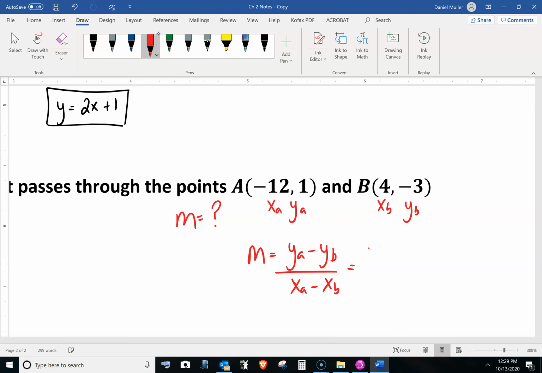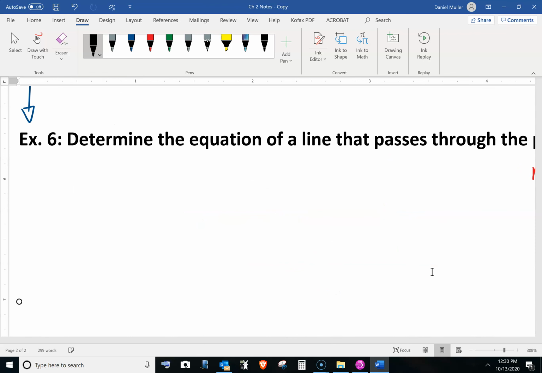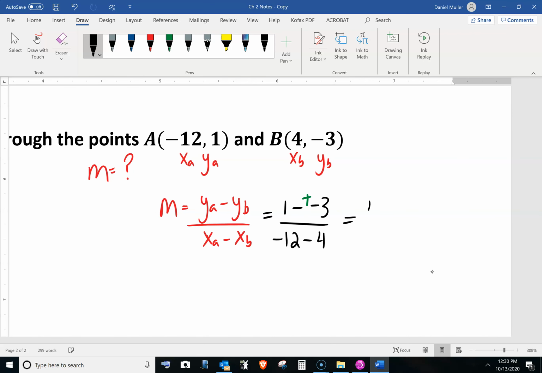So ya is 1. And let's see here, yb is negative 3. Xa is negative 12 minus xb, which is 4. So this is actually a 1 plus 3, because both of those negatives are beside each other. So 1 plus 3 is 4. And negative 12 minus 4 is going to be negative 16. So my slope is negative 1 over 4. So my m slope here is negative 1 over 4.